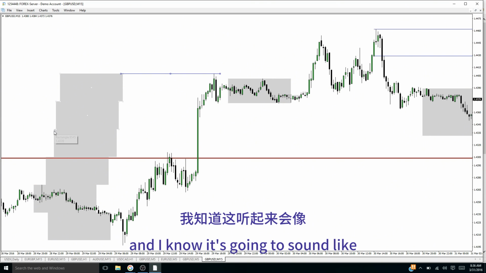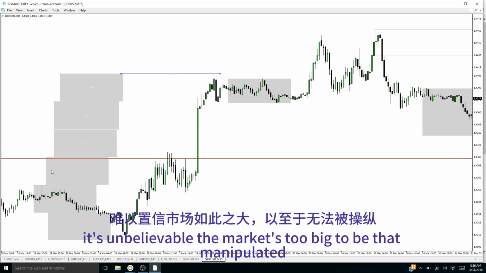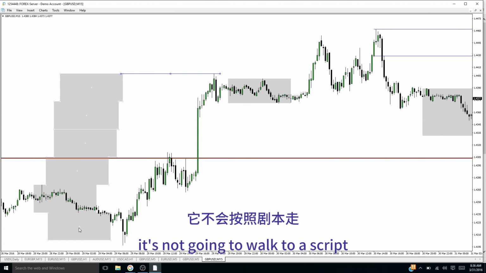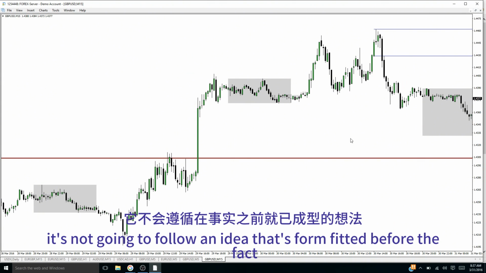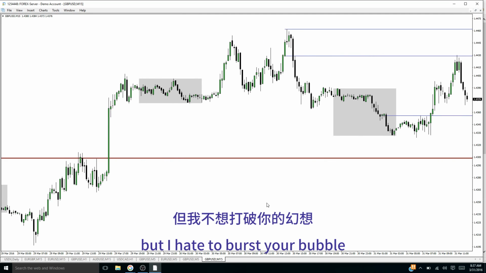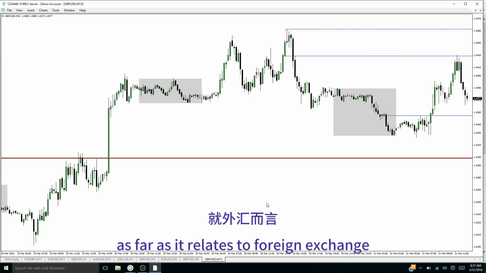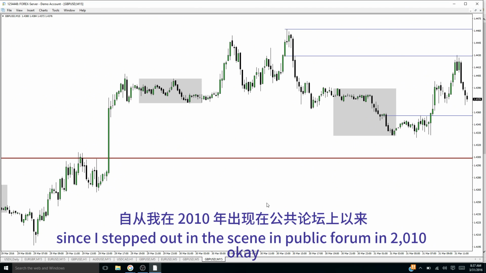And I know it's going to sound like it's something that's unbelievable. The market's too big to be that manipulated. It's not going to be programmed. It's not going to walk to a script. It's not going to follow an idea that's form fitted before the fact. But I hate to burst your bubble, but I've been saying this to you guys as far as it relates to foreign exchange since I stepped out on the scene in public forum in 2010.